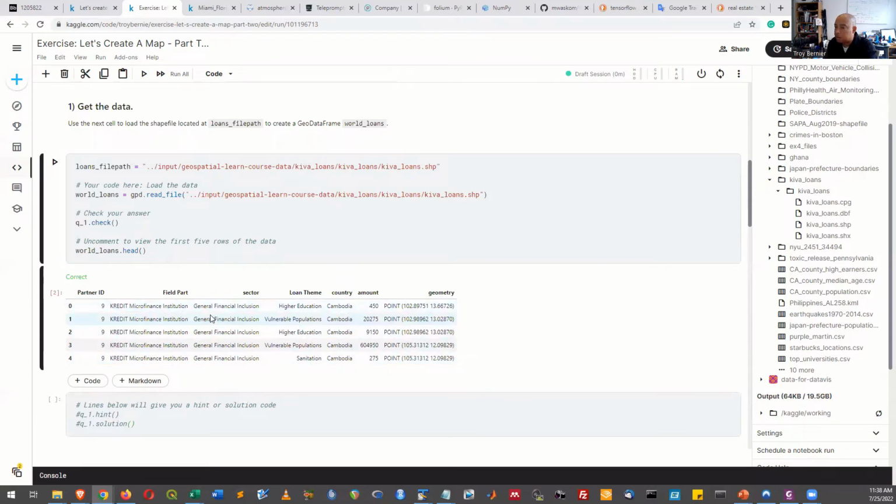Credit microfinance institution, general finance institution, loan theme is for higher education, Cambodia, this is the amount of money, and this is the point where they're located, where the money was delivered to. This one here is for vulnerable populations, higher education, sanitation. Okay. Oh, there's a whole lot of money here. Vulnerable populations. This is $604,000, almost $605,000.